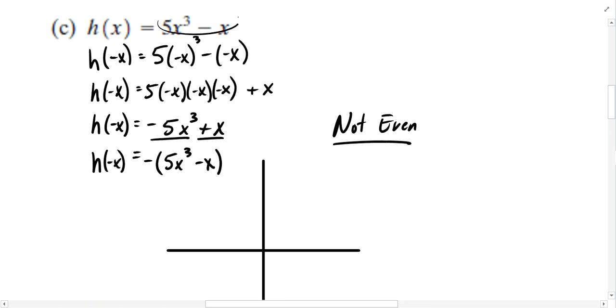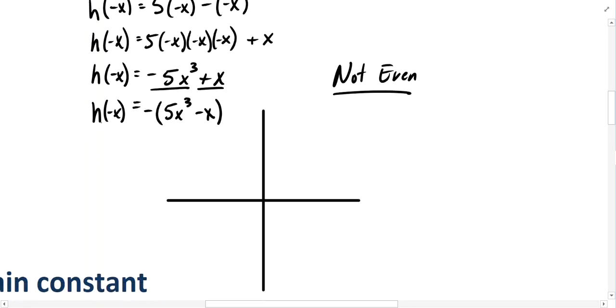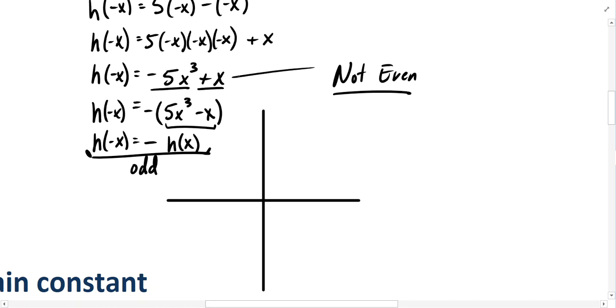But take a look now. We have the original function on display right here inside of our grouping symbol. So algebraically, we've shown that h evaluated at negative x is equal to the negative sign in front of h of x. And that is our definition for odd. So we knew that the function was not even based on what we saw here. But by factoring out a negative 1, we were now able to say that this function is odd.